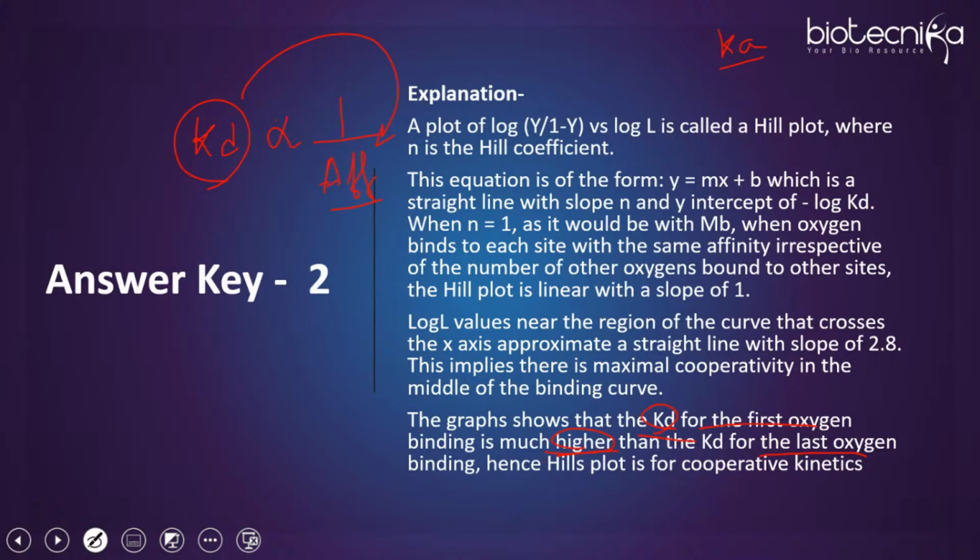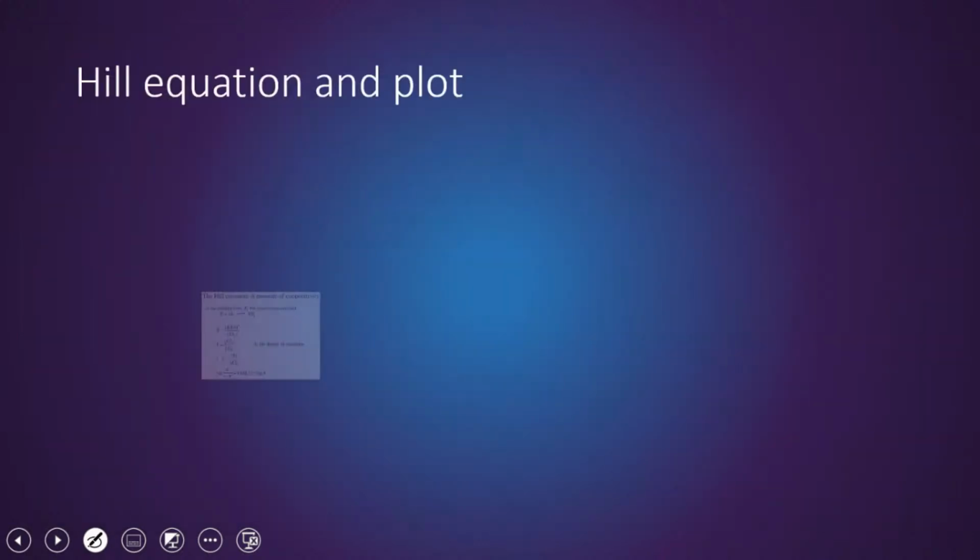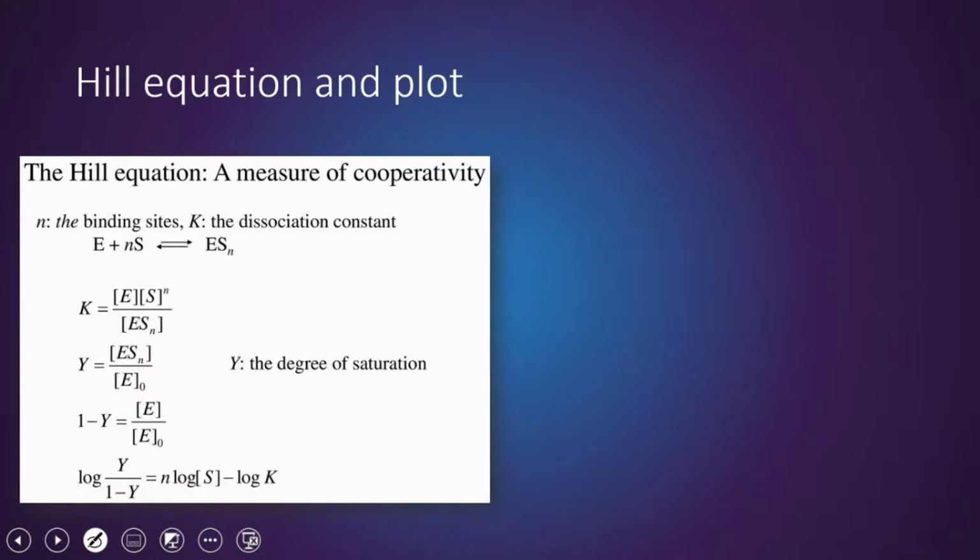So Hill's plot always shows for cooperative kinetics how easy binding becomes as and when the ligands keep on binding. So this is your Hill equation. Note it down, everyone who hasn't been able to answer the first question.